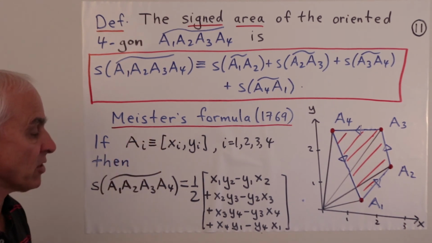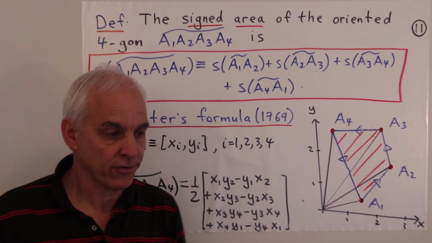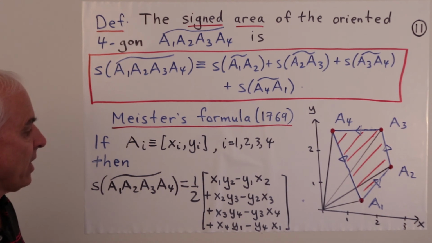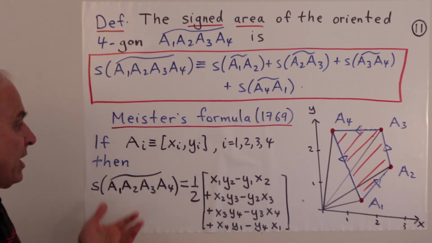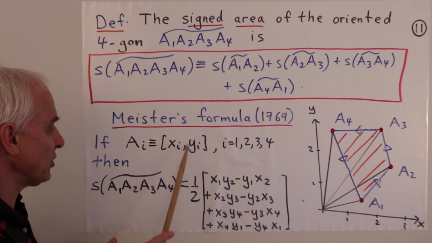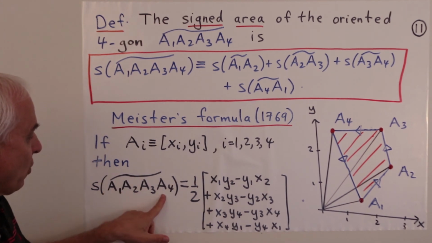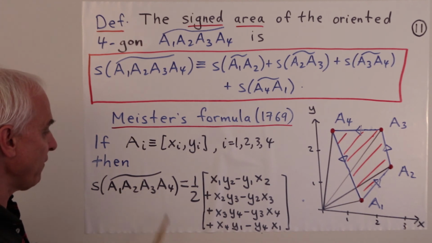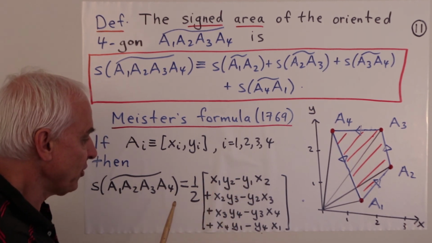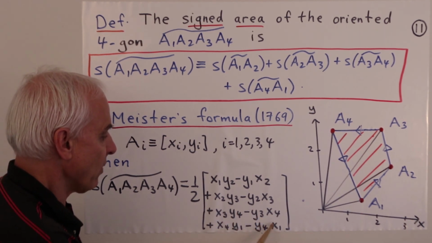So Meister was really the first person, I think, to understand this approach to signed areas of triangles and n-gons. And so this is a formula that he wrote in a paper around 1769. And so in the case of the quadrilateral, we can state it in this way: if we have 4 points A1, which is x1, y1, A2, which is x2, y2, A3, which is x3, y3, and A4, which is x4, y4, then the signed area of the oriented quadrilateral A1, A2, A3, A4 is given by this expression here. It's 1/2 of x1, y2 minus y1, x2 plus x2, y3 minus y2, x3 plus x3, y4 minus y3, x4 plus x4, y1 minus y4, x1.